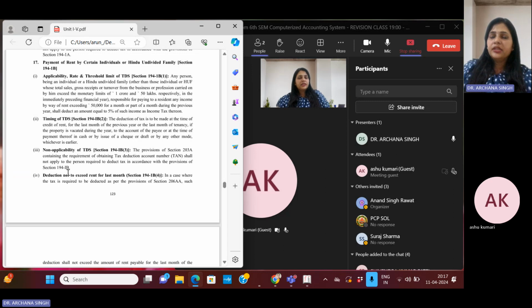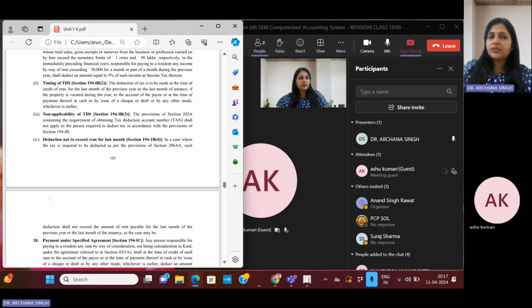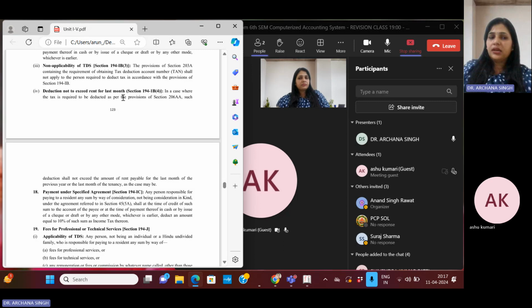Then non-applicability: in what cases it is non-applicable? The provision of section 203A, containing the requirement of obtaining TDS tax deduction account number, shall not apply to a person required to deduct tax in accordance with the provision of this section. Then deduction not exceed rent for the last month.